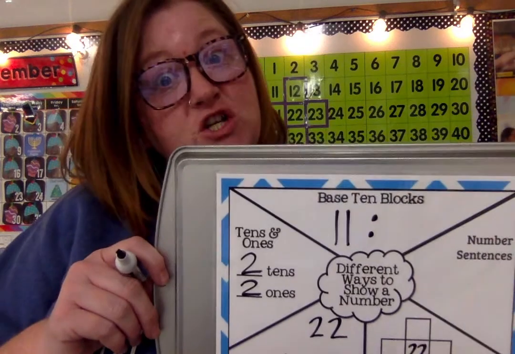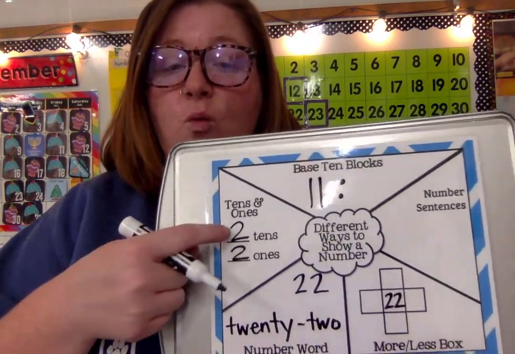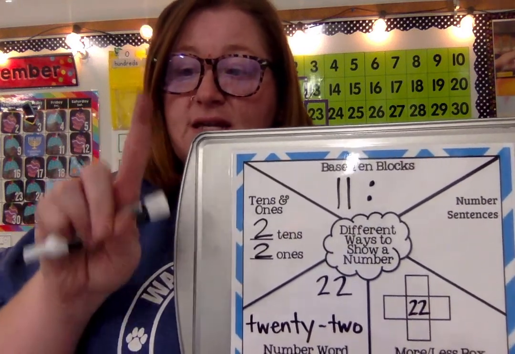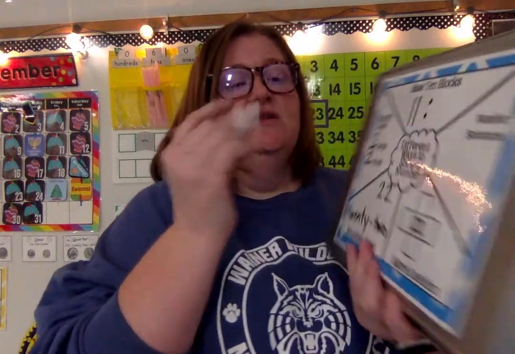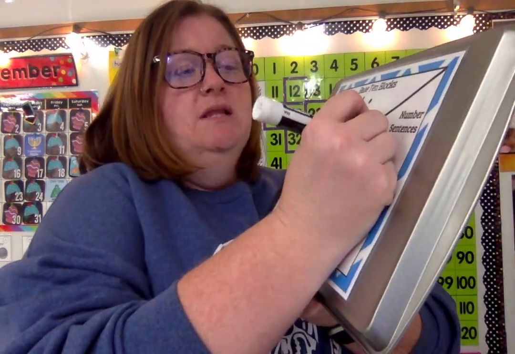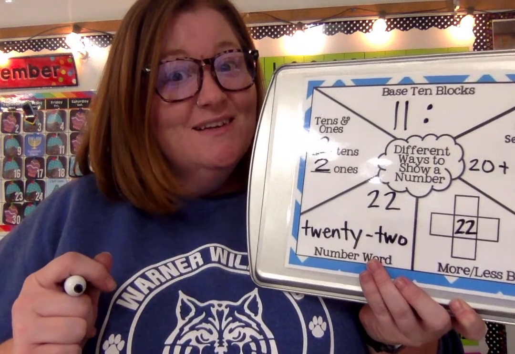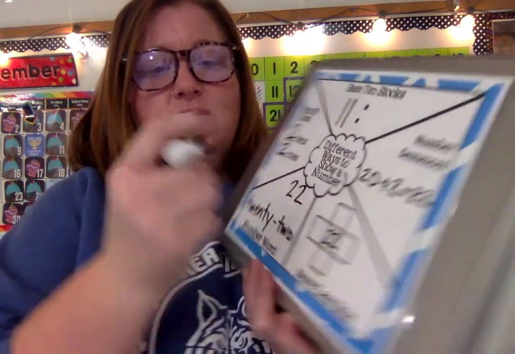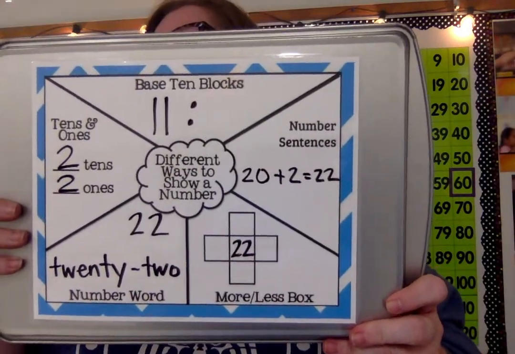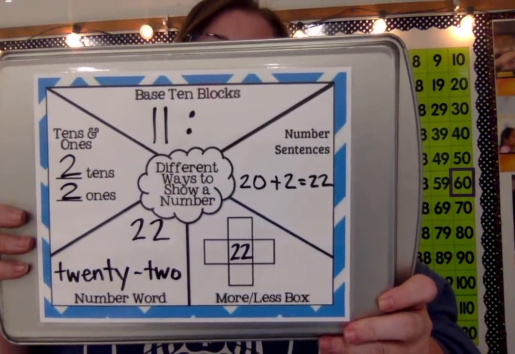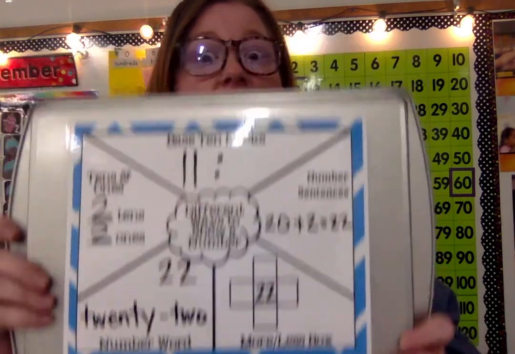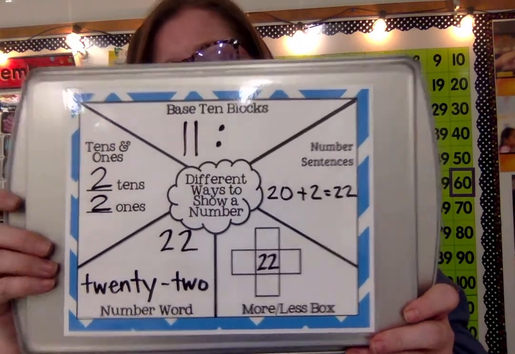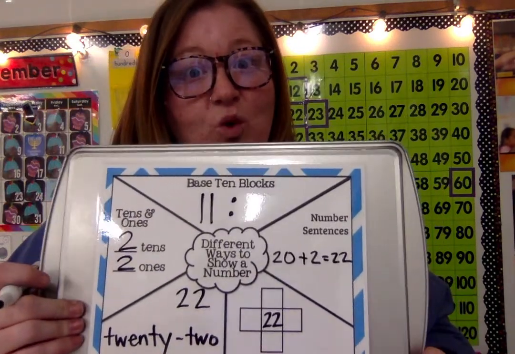22. Now for a number sentence, remember we talked about we're going to think about what the 2 10s represent. That's our first number. 2 10s mean 10, 20. So we'd start with 20 plus how many 1s? 2 1s. And that equals 22. 20 plus 2 equals 22. We call this expanded form. Expanded form.